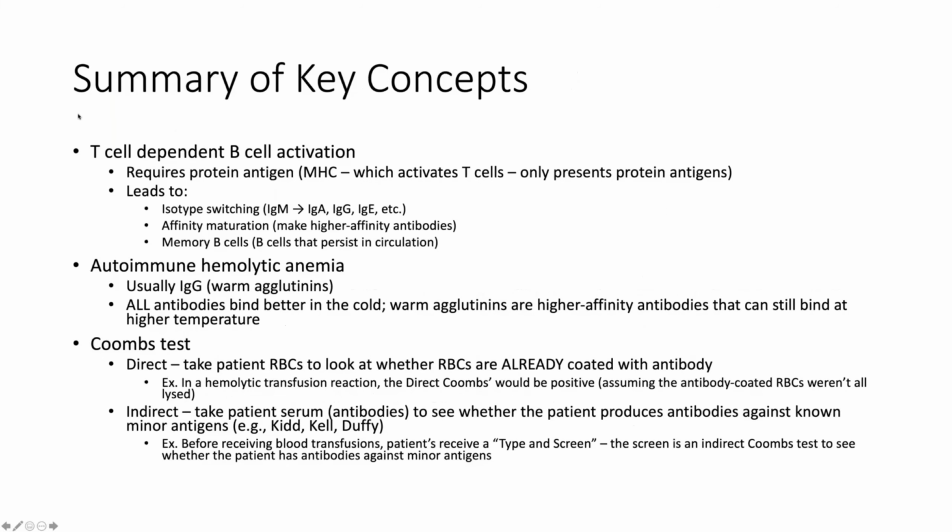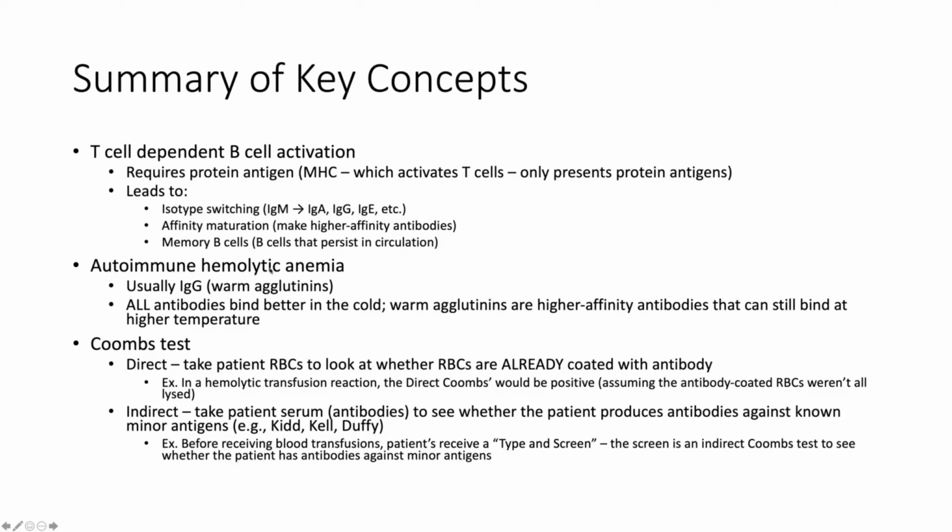So the summary of key concepts is, the first thing we're going to talk about is T cell dependent B cell activation. This requires a protein antigen. You'll recall that MHC, which is what activates T cells, only presents protein antigens. It doesn't present carbohydrates, doesn't present fat, usually. So T cell dependent B cell activation leads to isotype switching, which is what allows you to switch from IgM to the different isotypes. It also allows for affinity maturation, so making higher affinity antibodies, and memory B cells, so B cells that persist in circulation that can be activated against that antigen later.